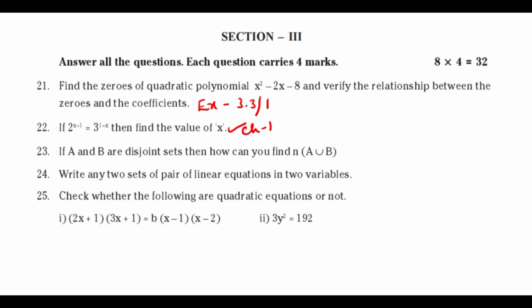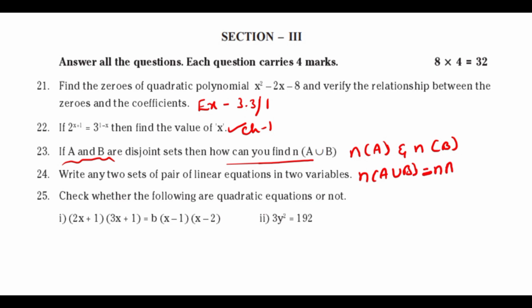And you can see next question number, if A and B are the disjoint sets, then how can you find n of A union B? So you can take here n of A and n of B, both are disjoint sets, right? To find n of A union B, it's very simple question. n of A union B equal to general formula here, n of A plus n of B minus n of A intersection B. So this is the formula actually.